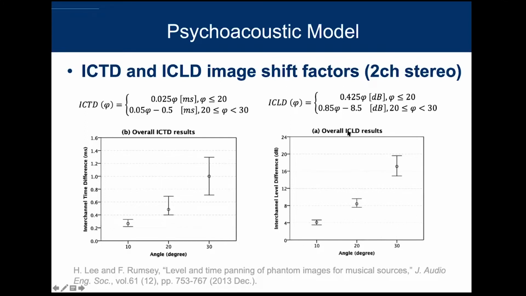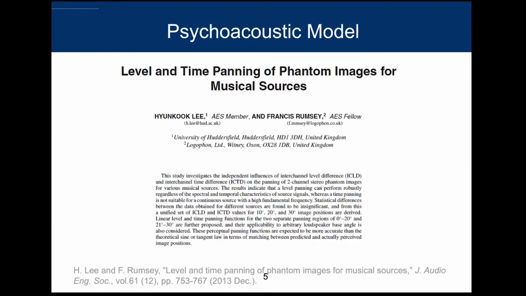There is a similar relationship for the level difference. You need about 4.25 dB for 10 degrees, and then 8-point-something dB for 20, and then you need about 17 dB for 30 degrees. So we have a similar relationship here. This was the basis for the psychoacoustic model I came up with. If you're interested in more of the details, you can go to this paper and find out the actual method that we used.